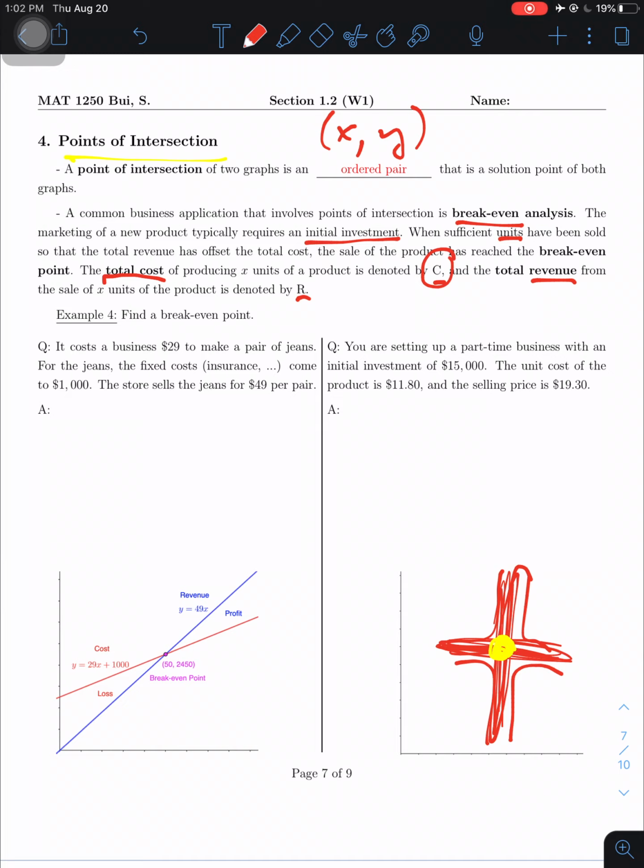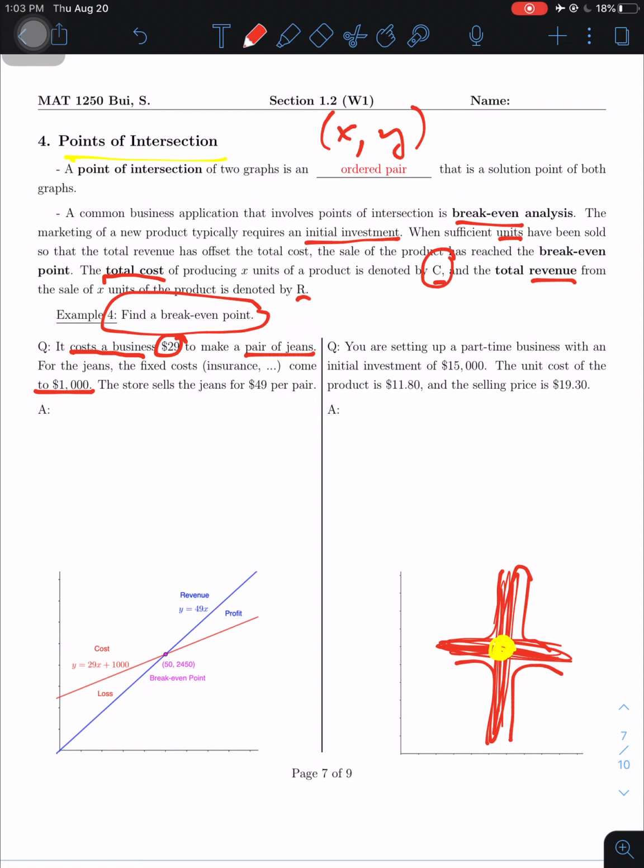Okay, so let's get to the first example. If we have to find a break-even point, how do we do it, right? So we have the cost in here. It costs a business $29 to make a pair of jeans. For the jeans, the fixed costs, like insurance, labor, and all the fees, come to $1,000. The store sells the jeans for $49 per pair. So how can we get the break-even point?